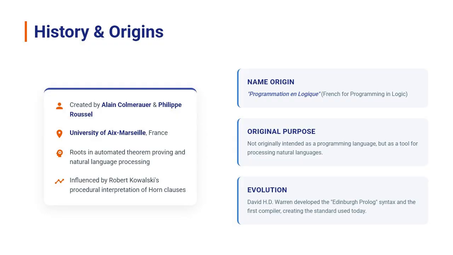The language was influenced by Robert Kowalski's procedural interpretation of Horn clauses, which provided the theoretical foundation. In 1977, David H. D. Warren developed the first compiler for Prolog at the University of Edinburgh, creating what became known as Edinburgh Prolog. This syntax became the standard used by most modern Prolog implementations. The first ISO standard for Prolog was published in 1995, establishing a formal specification for the language.